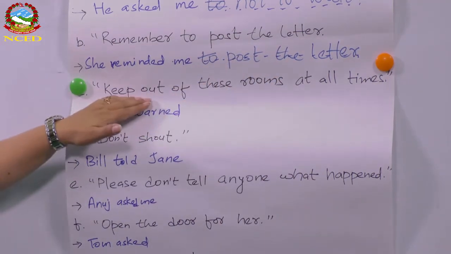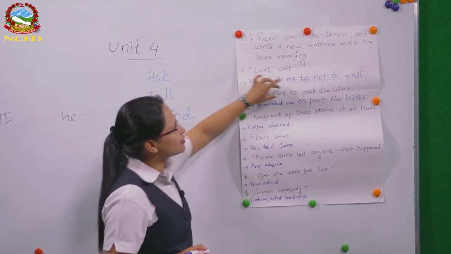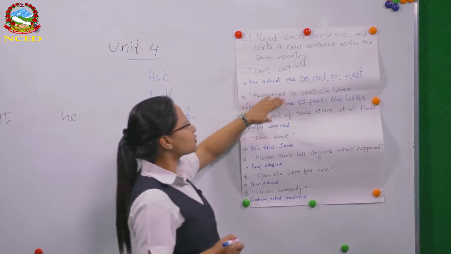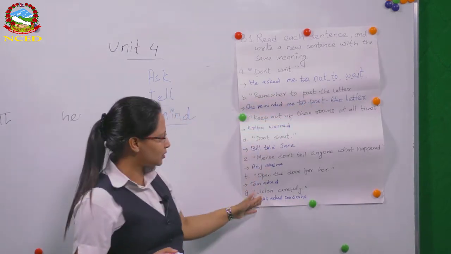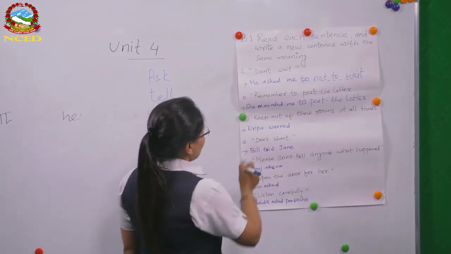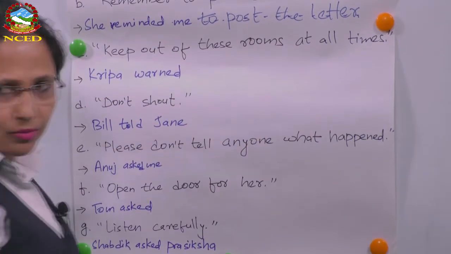So what happens is, if we have already included the sense of this verb in the reporting verb, we don't need to repeat it again here. Let's have a look at more examples, then you will be more clear, okay? Now another one, keep out of these rooms at all times.